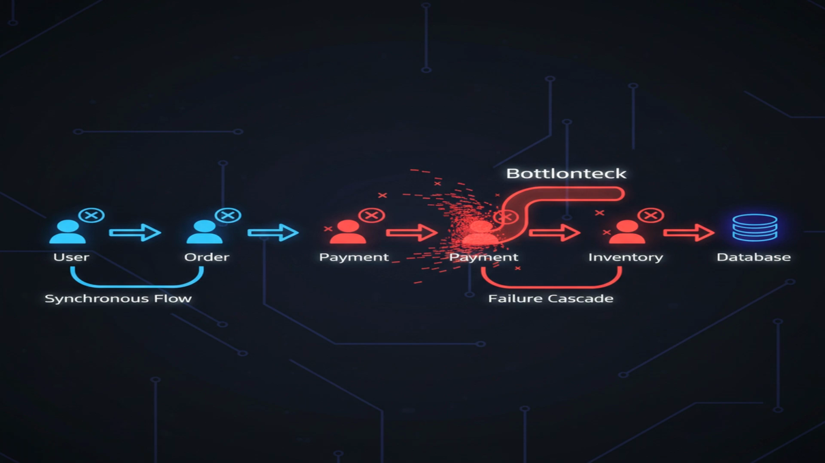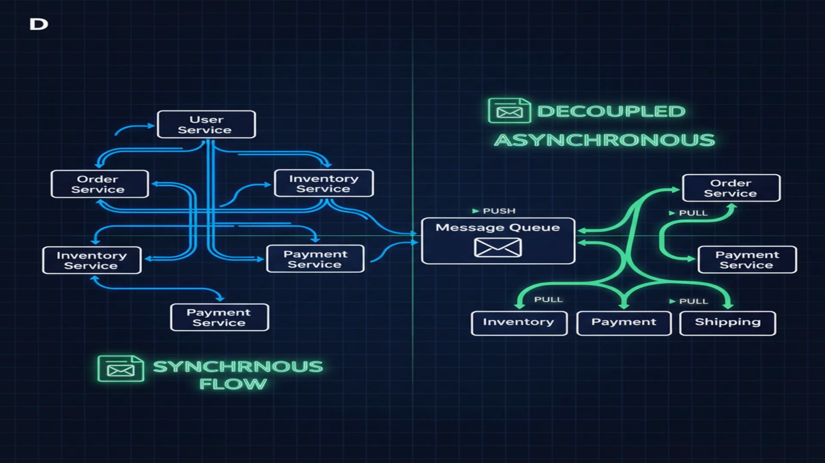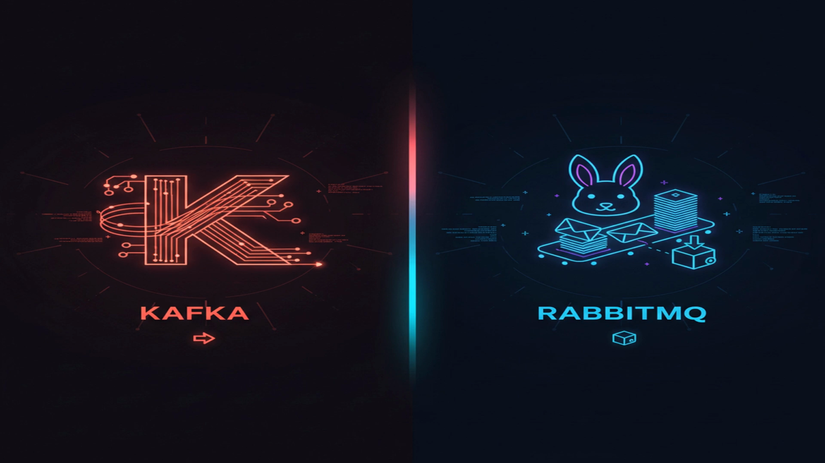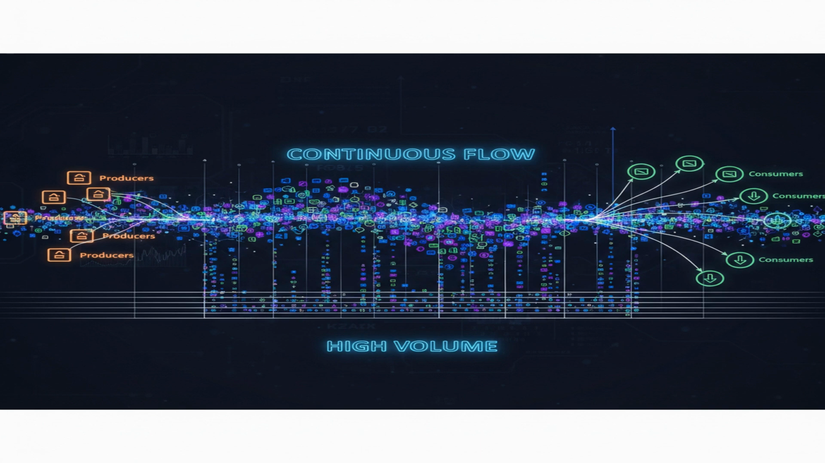Bottlenecks form. Failure cascades. Message queues decouple services. Producers send messages, consumers process them asynchronously. Order placement becomes independent of downstream dependencies, improving resilience. Today, we'll explore two popular message queue systems, Kafka, a distributed streaming platform, and RabbitMQ, a robust message broker. We'll dive into their architectures and key differences.